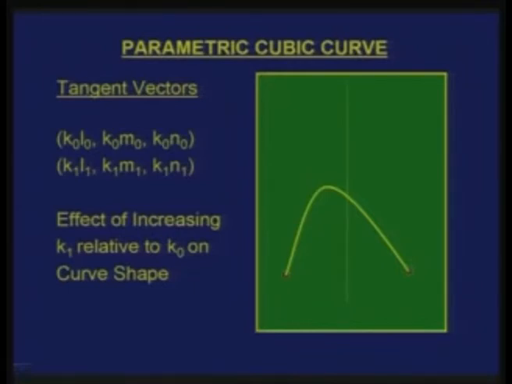So one can say that in a geometric form, the input one has to provide is the start point, the end point, and either the tangent vector with the magnitude or the direction cosines multiplied with a scalar value, which is K0 and K1.